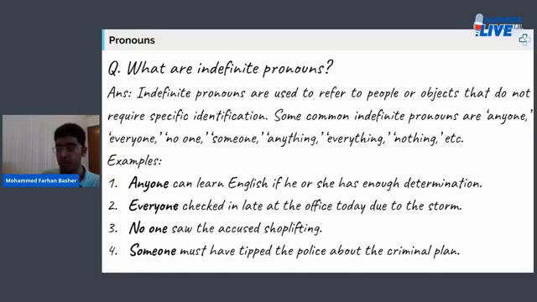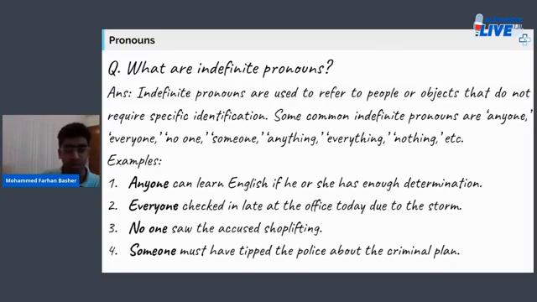Anyone can learn English if he or she has enough determination. In this case, you're not talking about any specific person, right? So you just say anyone can learn English if he or she has enough determination, right? Everyone checked in late at the office today due to the storm. No one saw the accused shoplifting, right? Someone must have tipped the police about the criminal plan.